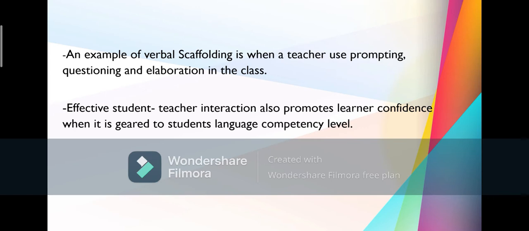Scaffolding is when a teacher uses prompting, questioning, and elaboration in the class. Effective student-teacher interaction also promotes learner confidence when it is geared to students' language competency level.